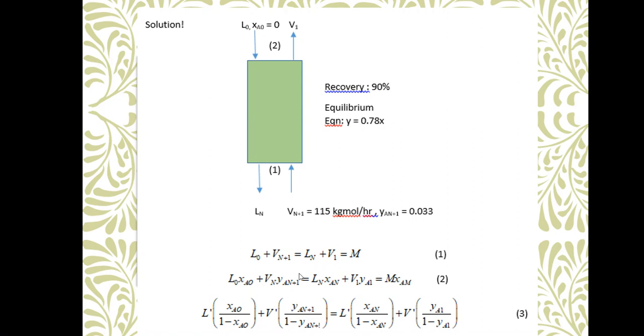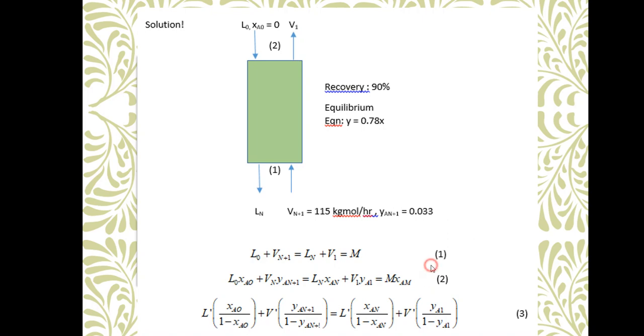Now, if you use overall material balance, L0 plus V sub N plus 1 should be equal to LN plus V1. And if you do component balance, same thing, L0 XA0 and then YA N plus 1 goes with VN, equals LN XAN plus V1 YA1, and you have M XAM here. Component balance, and the very beneficial alternative for equation 2, which uses the inert phases.